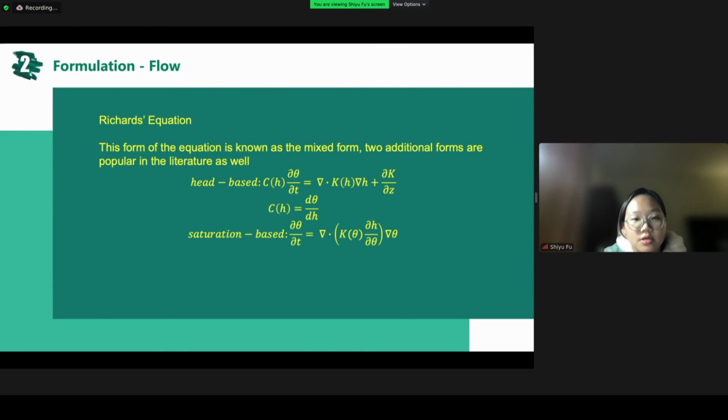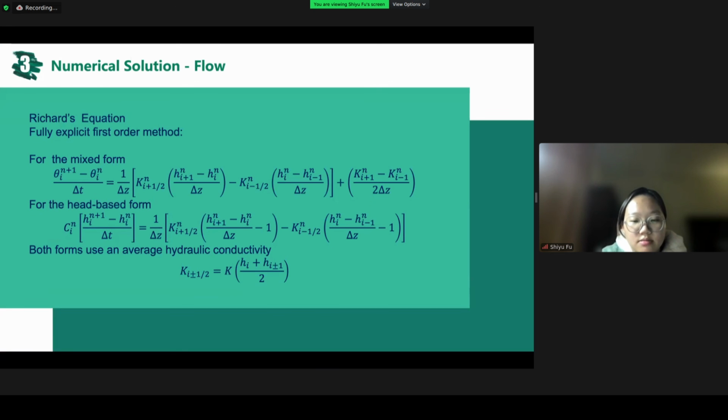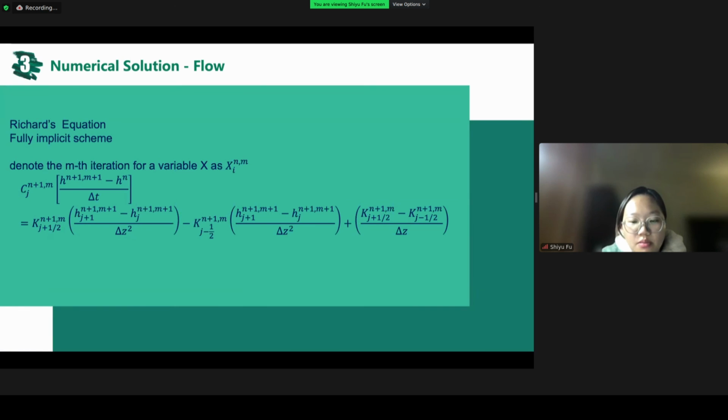Two additional forms are popular in the literature as well. One is the head-based. Another one is the saturation-based, which we can also call the theta-based. And third, we can describe both the mixed and the head-based versions of Richards equation using the Euler scheme, and both forms use an average hydraulic conductivity. To develop a more robust approximation, we can use varying finite difference schemes to solve it.